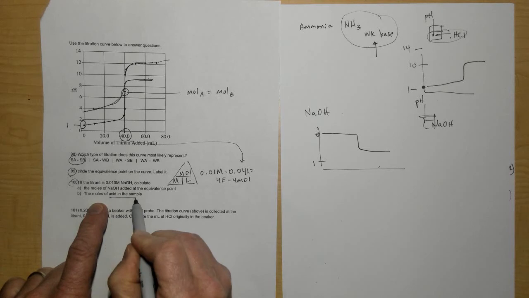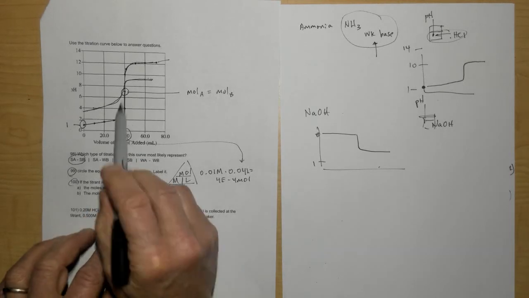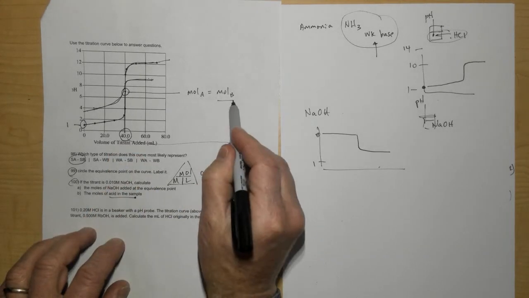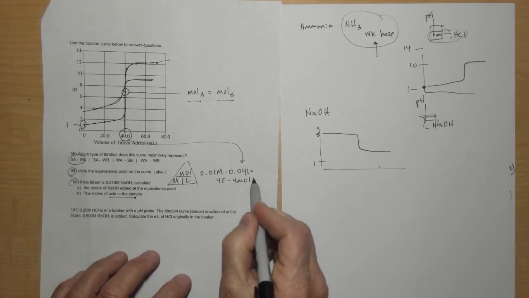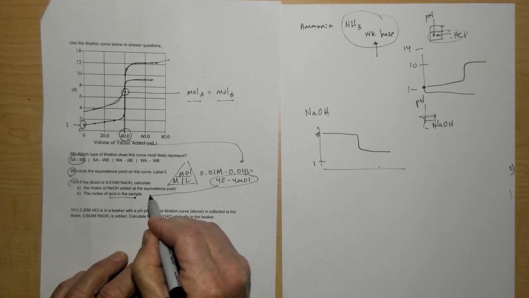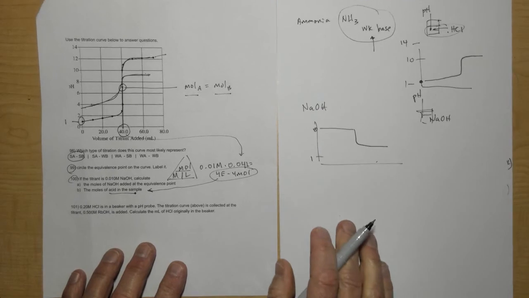And then the moles of acid in the sample. Well, I know at the equivalence point the moles of base are equal to the moles of acid, and I've neutralized them, or I've found the equivalence point. And so this is also the number of moles of acid in the sample.